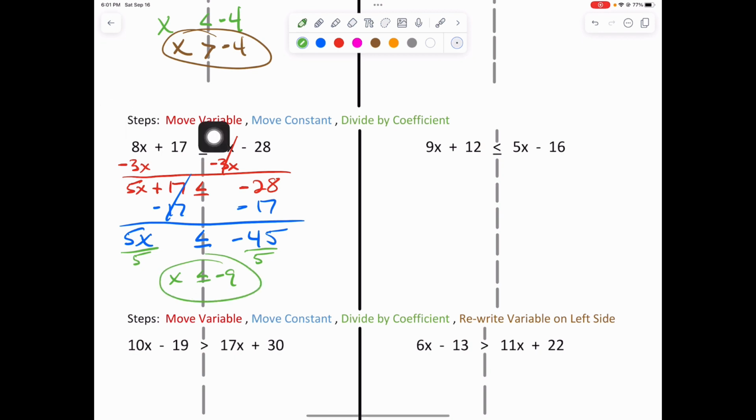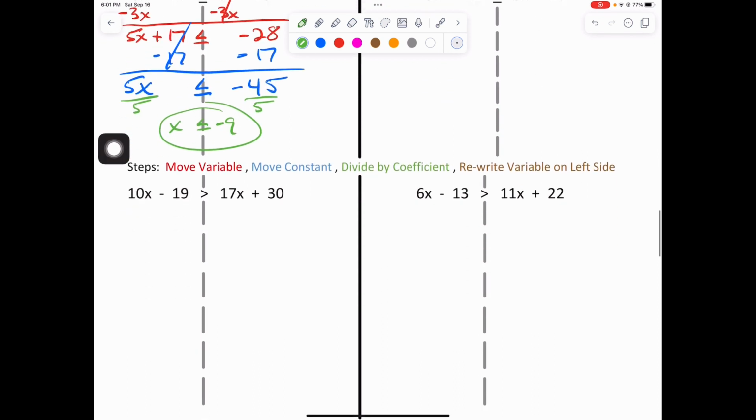Okay, go ahead and try the one on the right independently. 10x minus 19 is greater than 17x plus 30. What do we know, guys? What are we going to do? We're going to move the variable with, sure, less value.